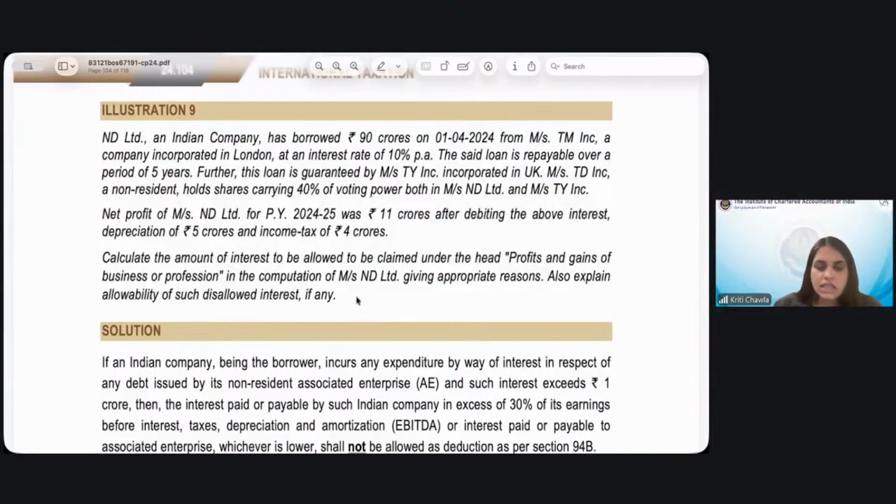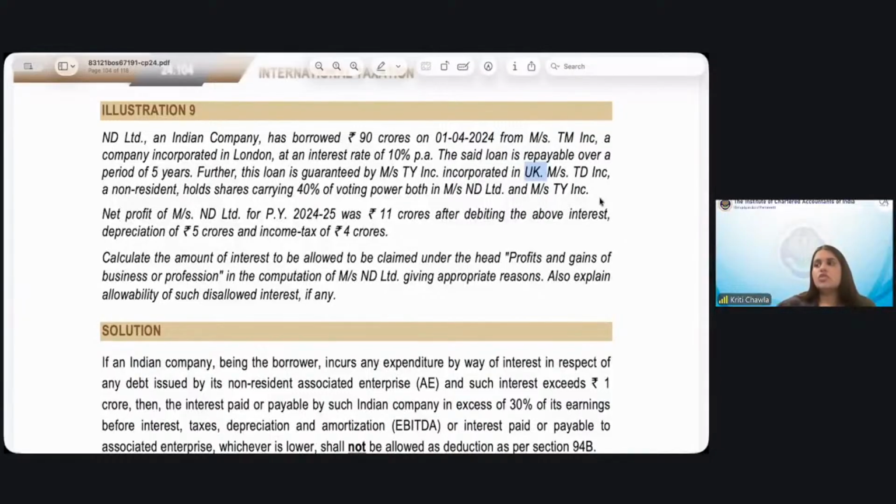Okay, so let's discuss illustration 9. This talks about ND Limited. This is an Indian company and they have borrowed 90 crores on 1st April 2024 from TM Incorporation, a company incorporated in London. This is at an interest rate of 10% per annum. The said loan is repayable over a period of 5 years, and this loan is guaranteed by TY Incorporation, incorporated in UK. Messrs. TD Incorporation, a non-resident, holds shares carrying 40% of voting power, both in ND Limited and Messrs. TY Incorporation.